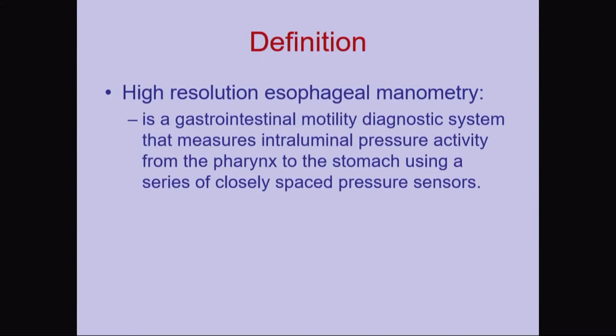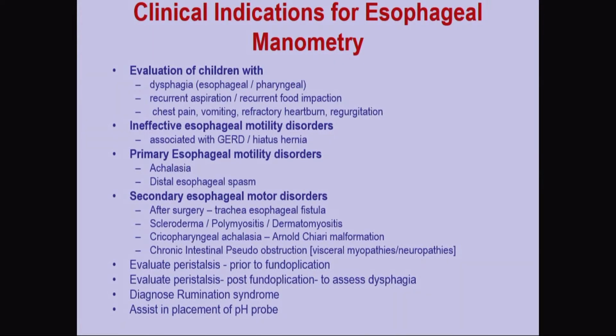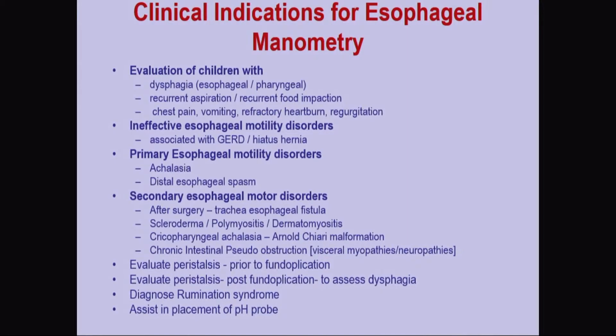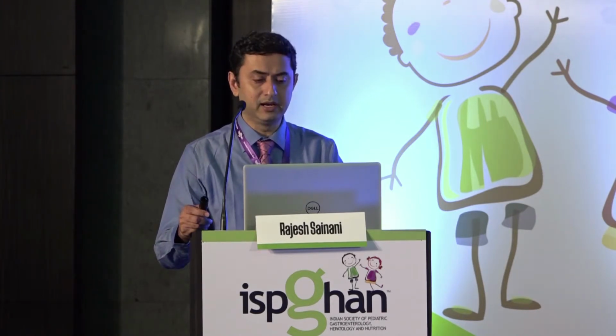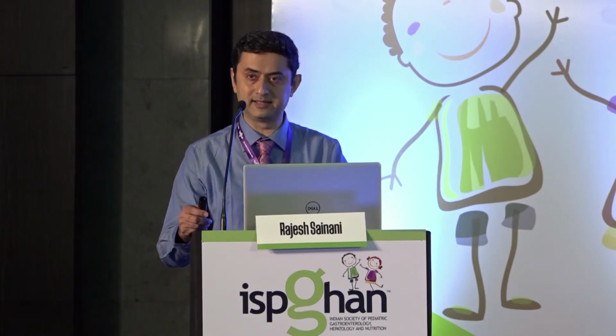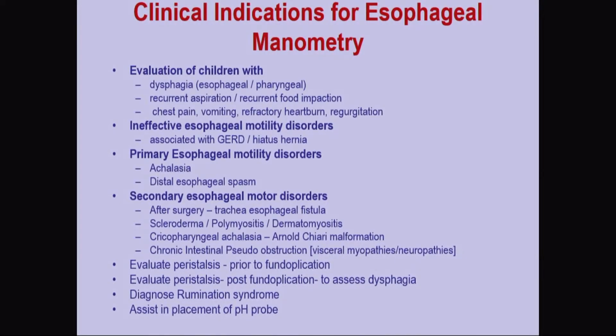So we all know that esophageal manometry is a motility diagnostic system which measures intraluminal pressure from the pharynx to the stomach using closely placed pressure sensors. The common indications for which we get referred these cases are children with a history of dysphagia, recurrent aspiration, recurrent food impaction, chest pain, refractory heartburn, or regurgitation. If the patient has reflux disease or a hiatal hernia, they may present with ineffective motility or primary esophageal motility disorders like achalasia, distal spasm, or jackhammer esophagus. Secondary esophageal motility disorders occur like in this case, in a patient who is operated after tracheoesophageal fistula.